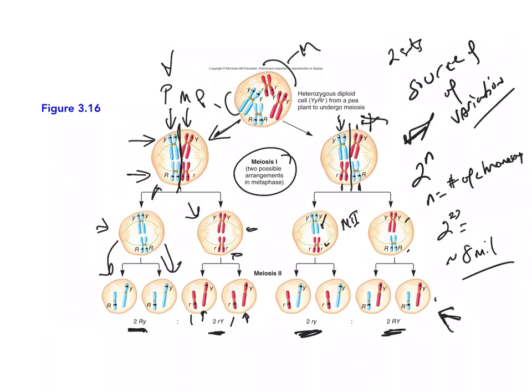Now you can think of other sources of variation too, that being recombination, which even further complicates this process in terms of mixing or creating new arrangements of alleles on genes.